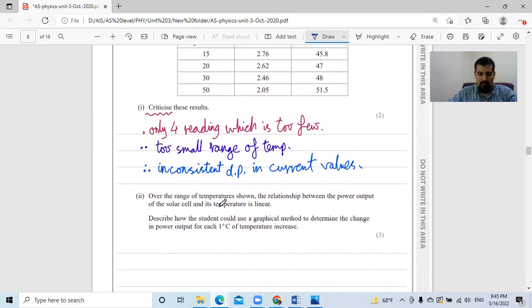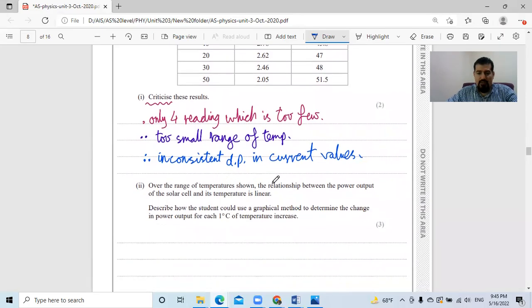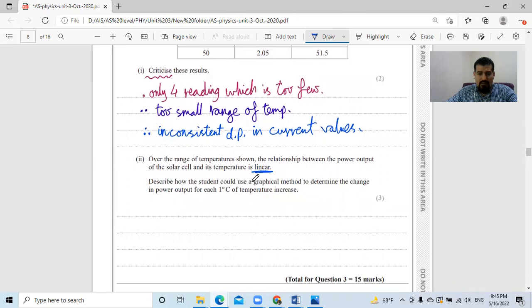Okay, part (b)(ii). What do they ask here? Over the range of temperature shown, the relationship between the power output of the solar cell and its temperature is linear. Describe how the student could use a graphical method to determine the change of the power output for each 1 degree Celsius of the temperature increase.